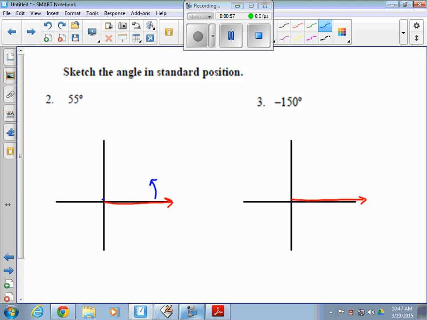We know 45 is right in the middle, so go a little bit past the middle, I guess. 55 degrees. That's a good sketch of a 55-degree angle.